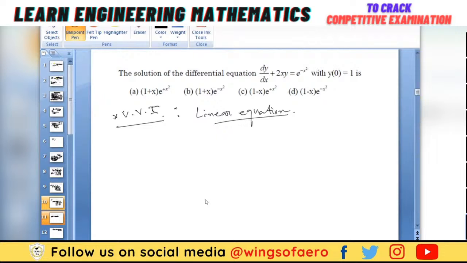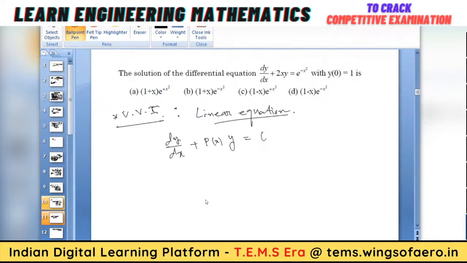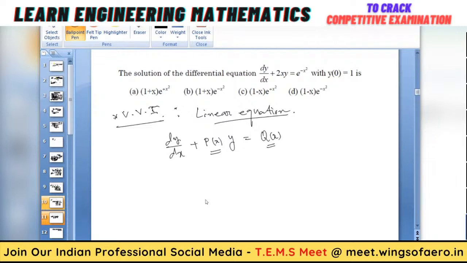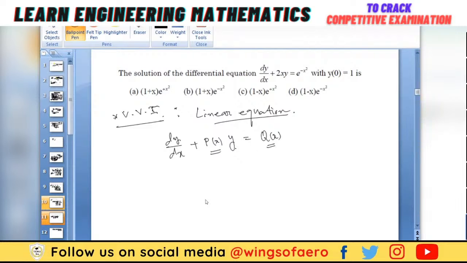The form of this equation is like this: dy/dx plus P(x) into y equals Q(x). That is, P and Q are functions of x. So exactly the form will be dy/dx plus P into y equals Q. P and Q are functions of x.